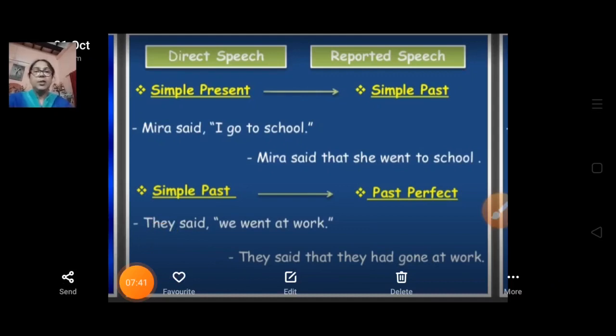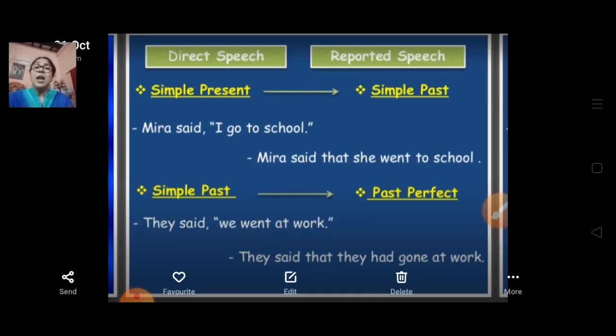Now I would like to give you a few examples. So simple present tense and simple past tense. As it is described over here, simple present tense changes to simple past tense, so you should always keep this table right. If it is written in simple present tense, we will change it in reported speech to simple past tense. So let's see the examples which are given.